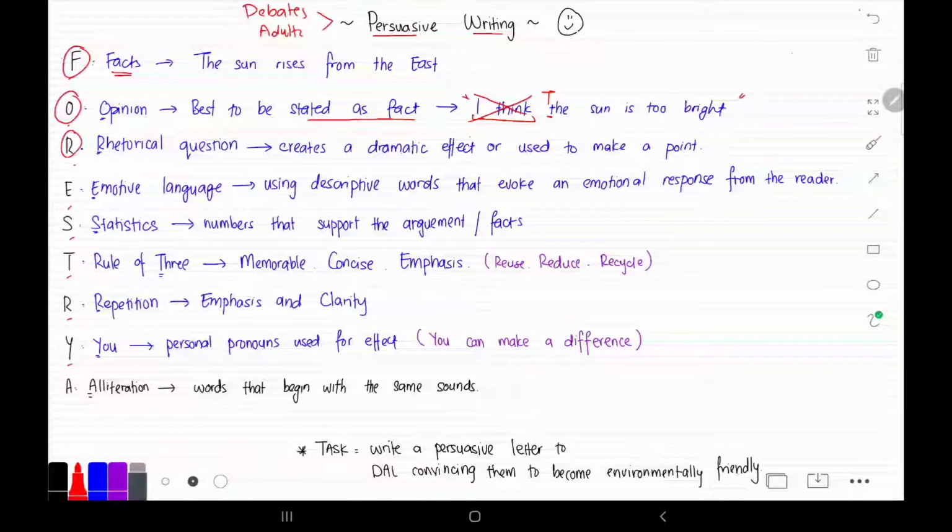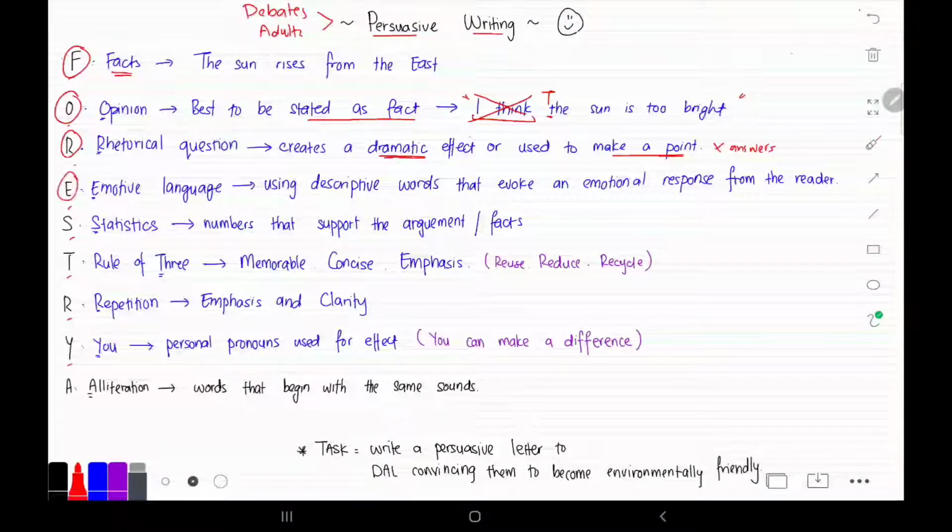Rhetorical questions come next. What are rhetorical questions? Rhetorical questions are questions that are there to create a dramatic effect or used to make a point. We are not actually looking for answers when we ask rhetorical questions within our writing, because you don't know who's going to be reading whatever you wrote, and you're not going to wait for an answer from them. The reason why we put rhetorical questions is that we want to engage their mind with what we are writing. So even if they don't answer our question aloud, their mind is going to try to answer the question as they read along with your writing.